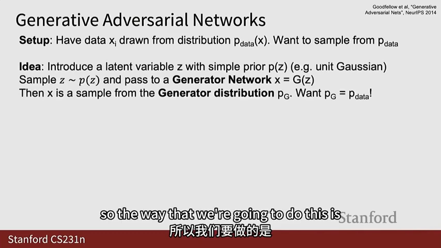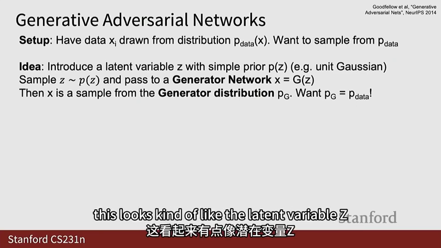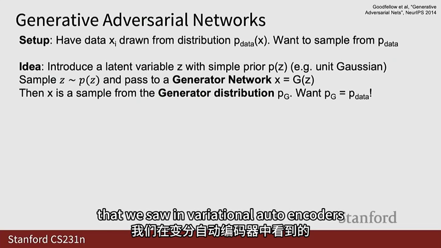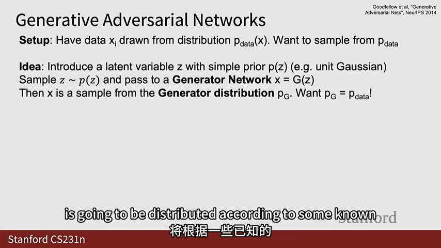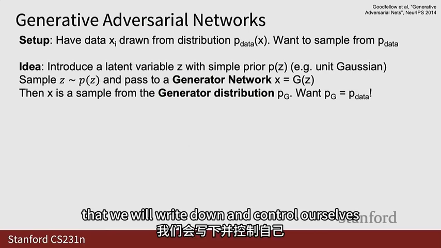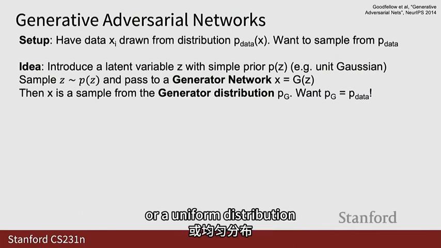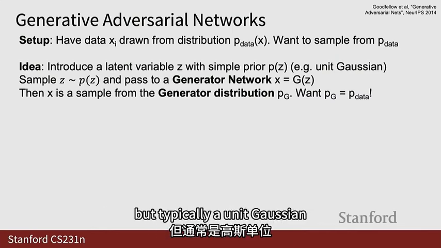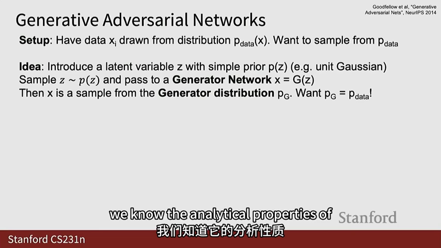So the way that we're going to do this is by introducing a latent variable z. This looks kind of like the latent variable z that we saw in variational autoencoders, where this latent variable z is going to be distributed according to some known prior distribution p of z that we will write down and control ourselves. And usually this is going to be a unit Gaussian or a uniform distribution, but typically a unit Gaussian, something very simple that we know how to sample from, and we know the analytical properties of.